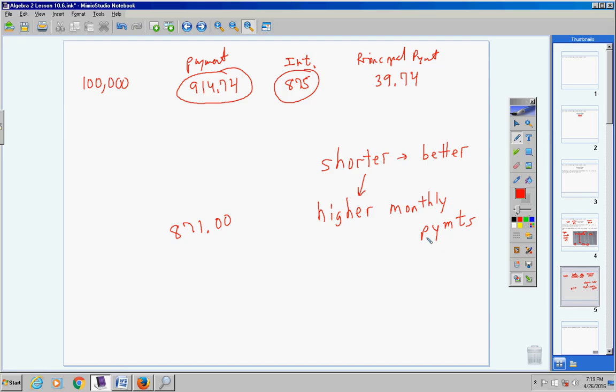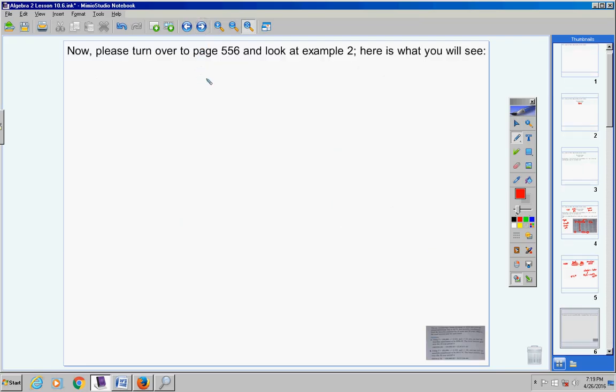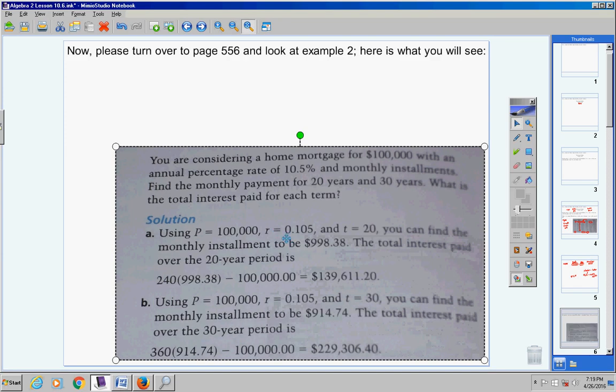Alright, now let's move on to something else. Let me show you something else here that you need to see. Please turn over to page 556 and look at example 2. Would you do that quickly, please? Turn over to page 556 and look at example 2. Here's what you'll see.